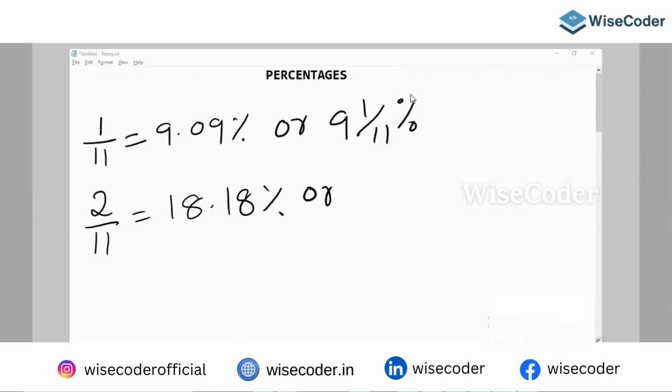Or we can say it as 18 2 by 11%. So this is all about 2 by 11. So what you can say: all the fraction values of 1 by 11, 2 by 11 are multiples of the 9 table.